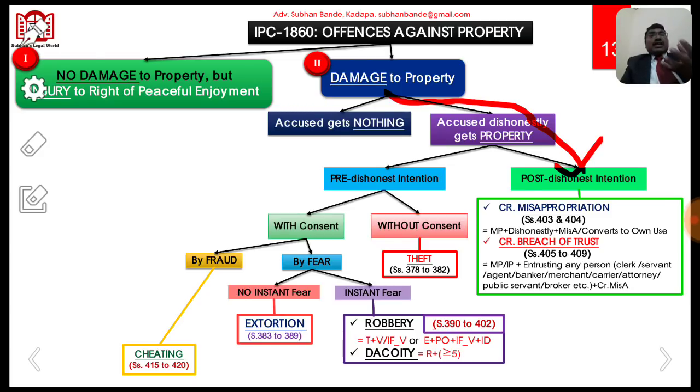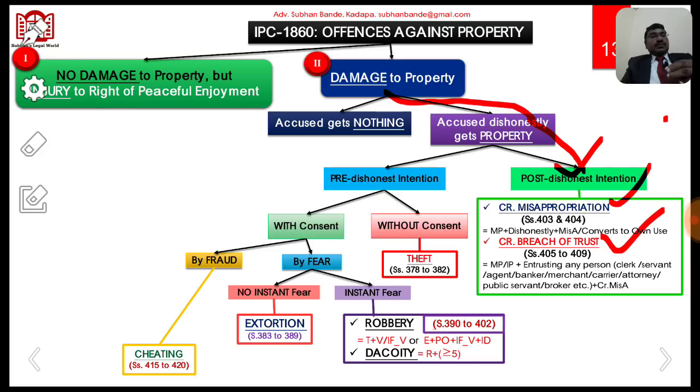The accused, after obtaining the property, will have some dishonest intention stimulated in his mind after obtaining some property. Certain dishonest intention is created in his mind. Because of that post dishonest intention, he commits certain offences. These offences are criminal misappropriation and criminal breach of trust.